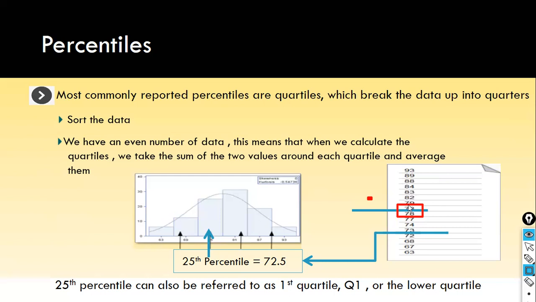So in that case, you need to take the 2 middle values. You need to add these 2 values and find the average, so that you will get the median. 78 plus 78 divided by 2, you will get 78 only. Okay, 78. That is the median.